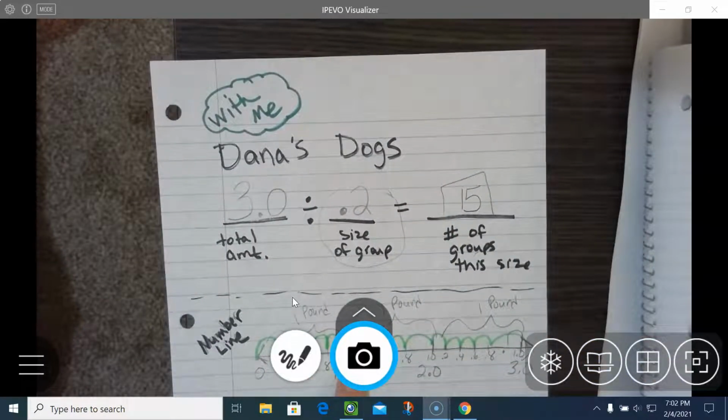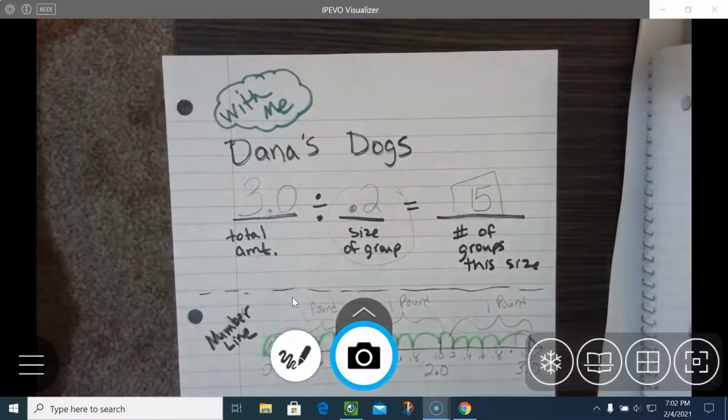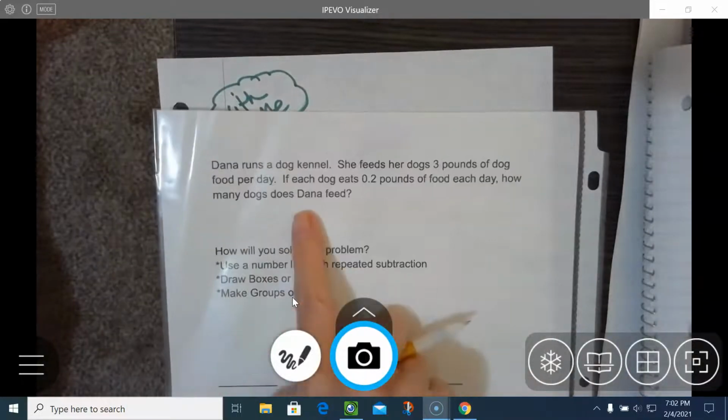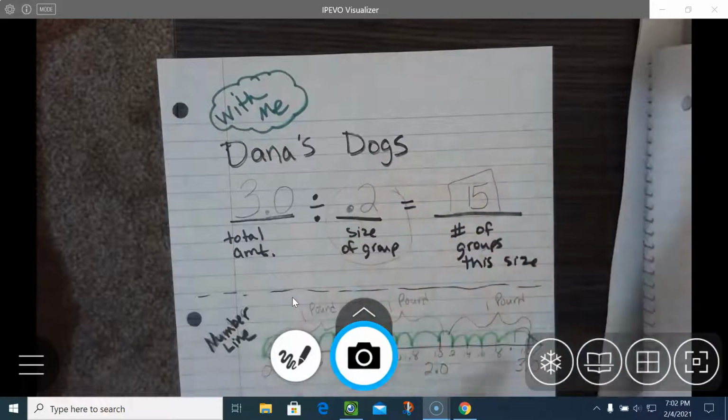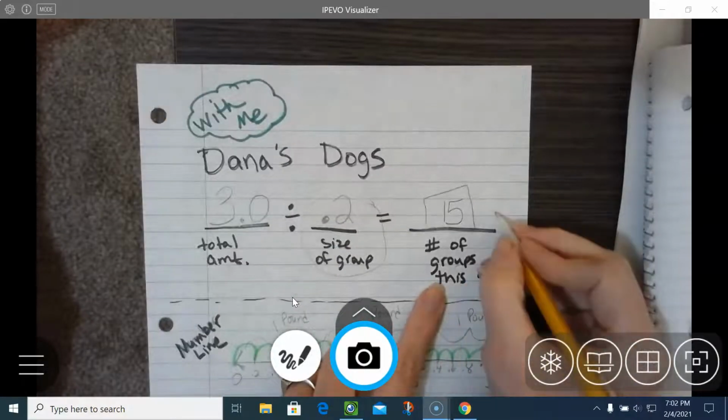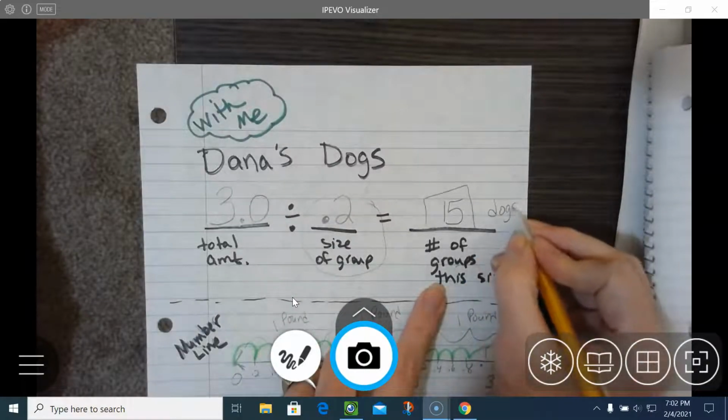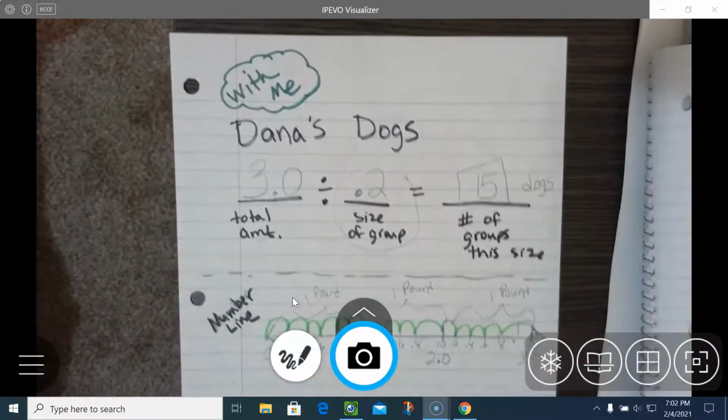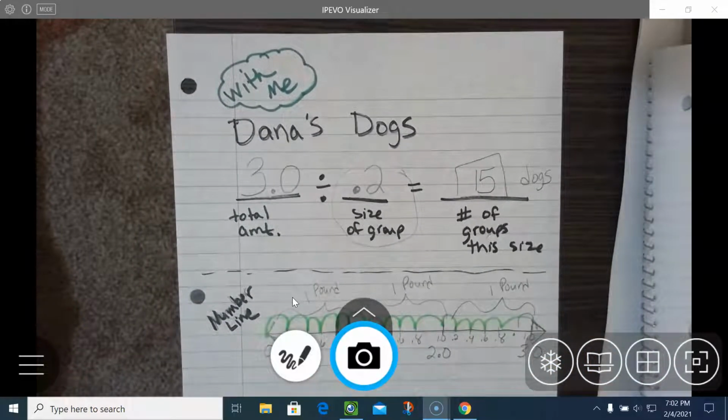And then my label, 15 what? What am I looking for? How many dogs does Dana feed? So for that one, my label would be 15 dogs. All right, pause. If you need to get your drawing caught up, go ahead and pause.